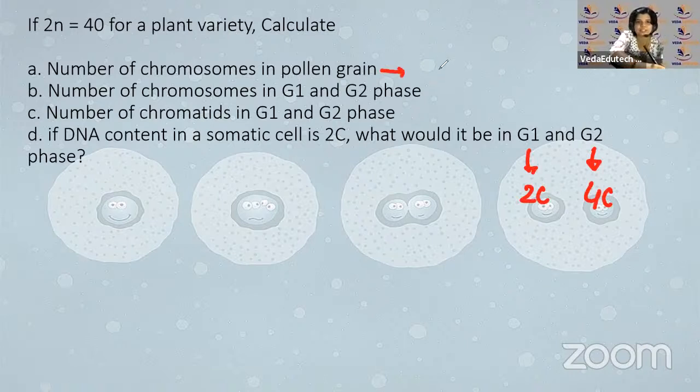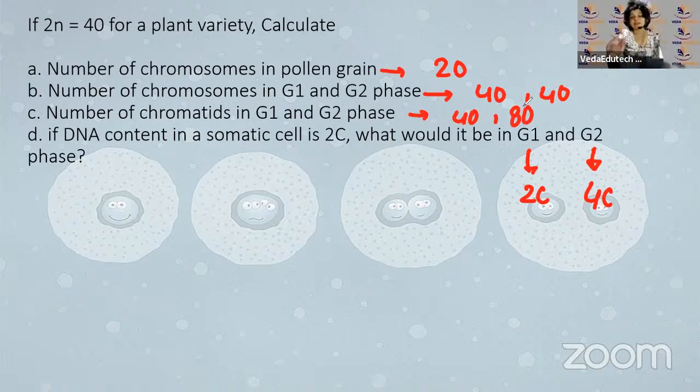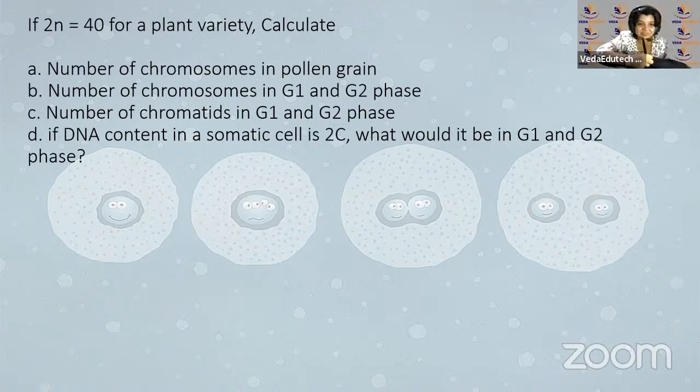Number of chromosomes in the gamete would be 20. Number of chromosomes in G1 and G2 would be 40. Right? Both 40, 40. Number of chromatids changes, 40 and 80. Which part of this is not clear? If you understand this, half the story is done for you. You don't have to worry about this chapter anymore. Everything is easy from here. So I hope this is also clear. Okay, now we'll move forward.